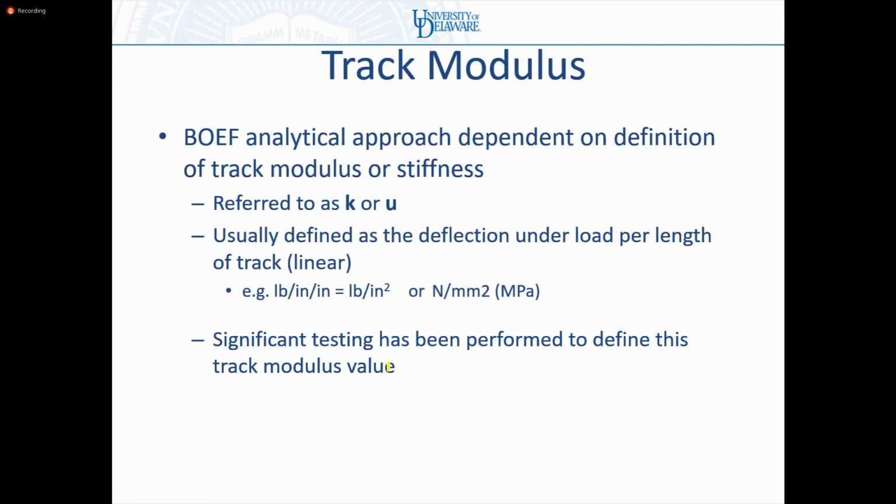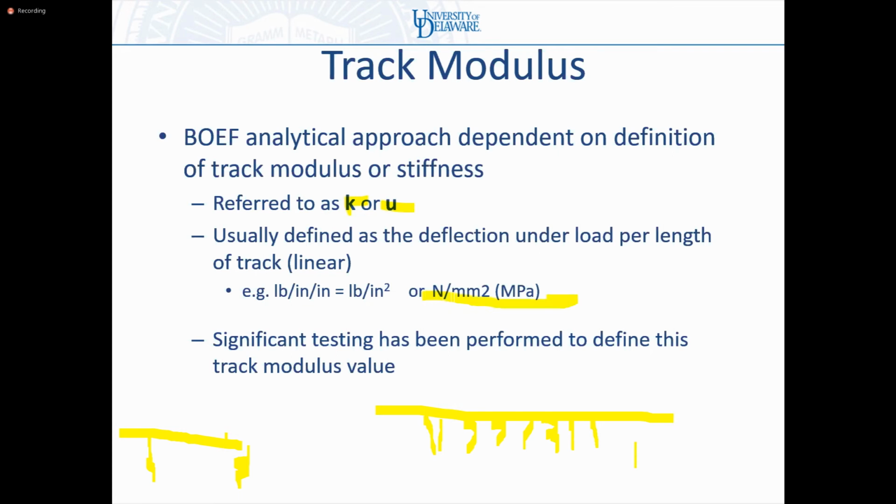So let's talk a little bit more about track modulus. Track modulus is defined as this continuous spring. Now be careful. We're talking about a continuous spring, not a discrete spring. So this is not the case where I have a spring here, and then a meter away I have another spring, and then another meter away, another spring. This is where I'm basically treating this as a distributed spring. As I mentioned, we refer to it as K. Sometimes you'll see it also referred to as U in the literature. They're both the same, interchangeable.